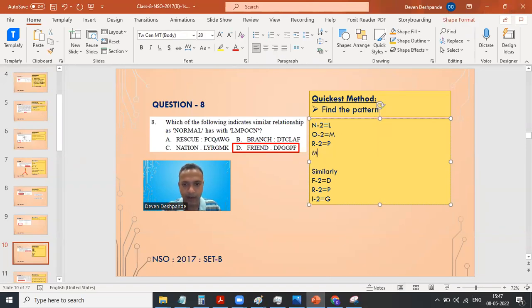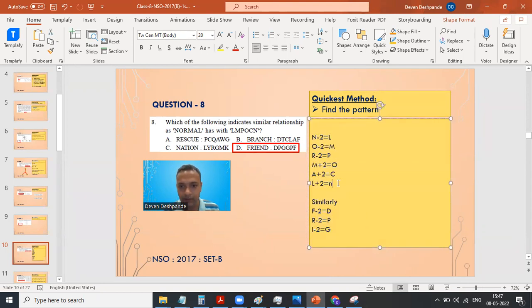So we'll add this for the last 3 letters. NOR, M plus 2, LMNO. MNO. A plus 2 is C, L plus 2, LMN, and that's how you will get LMPOCN. So here you'll get LMPOCN.